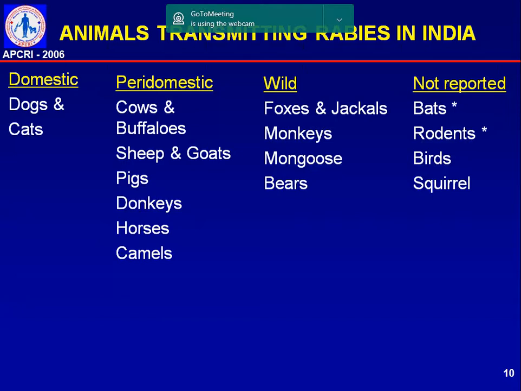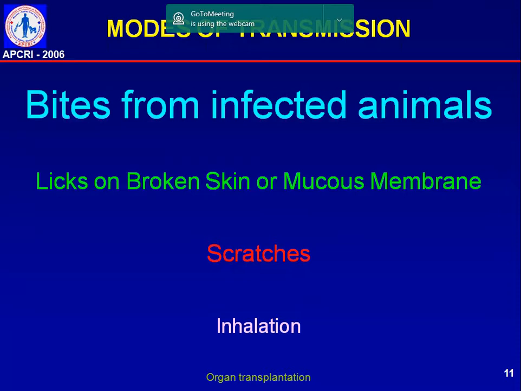Okay, if you see the animals that transmit rabies, the domestic animals are dogs and cats, and the farm animals are cows, buffaloes, sheep, goats, pigs, donkeys, horses, and camels. And the wild animals are foxes and jackals, monkeys, mongoose, bears, etc. It is not reported from bats and rodents, but in some countries rabies is transmitted by bats. And if you see, transmission is by bites from infected animals, licks on broken skin or mucous membrane, and scratches.